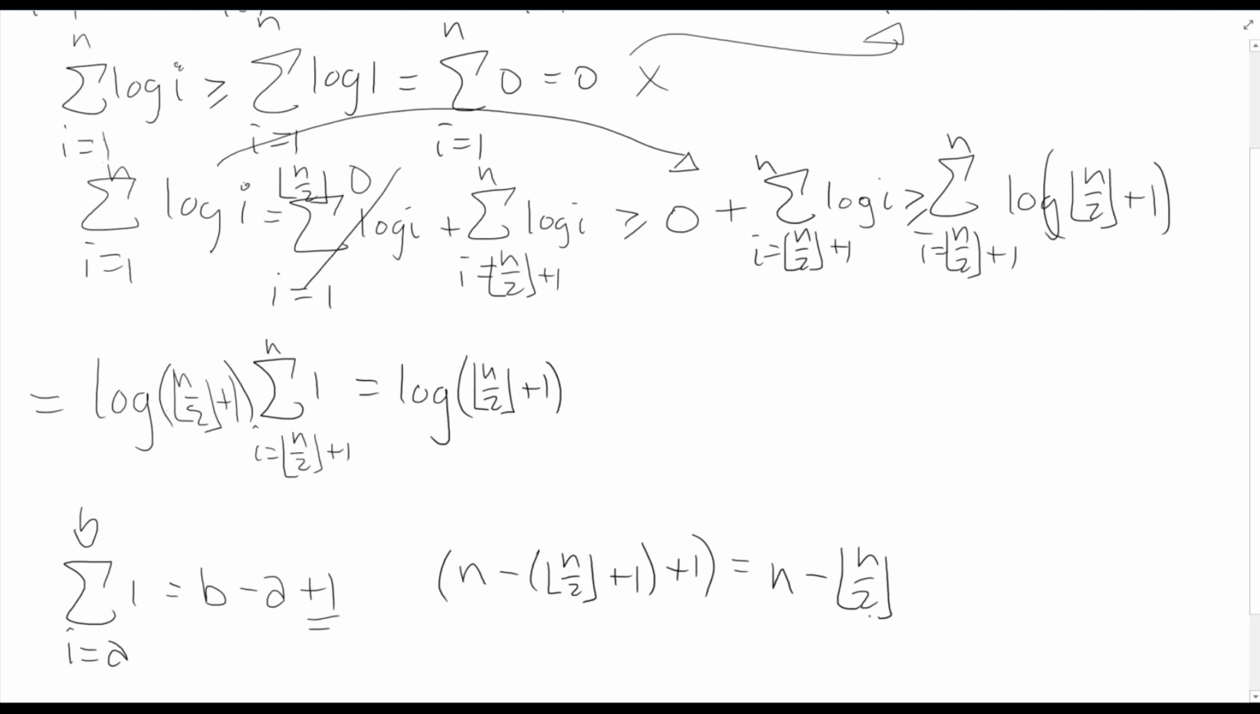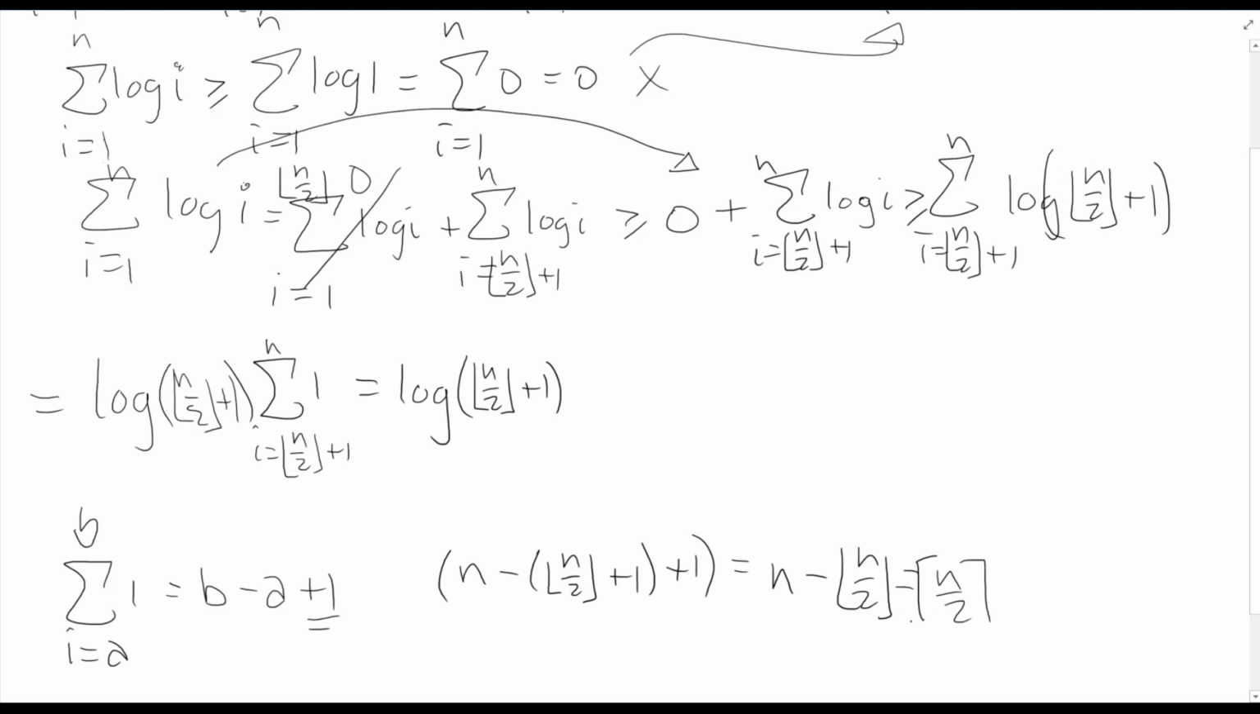Now we can actually use a little reasoning to think out what this is going to be equal to. If we didn't have the floor there, we would just have n minus a half of n, or half of an n. That would give us half an n. That makes sense. But when we subtract off the floor of half of n, we actually get the ceiling of half of n.